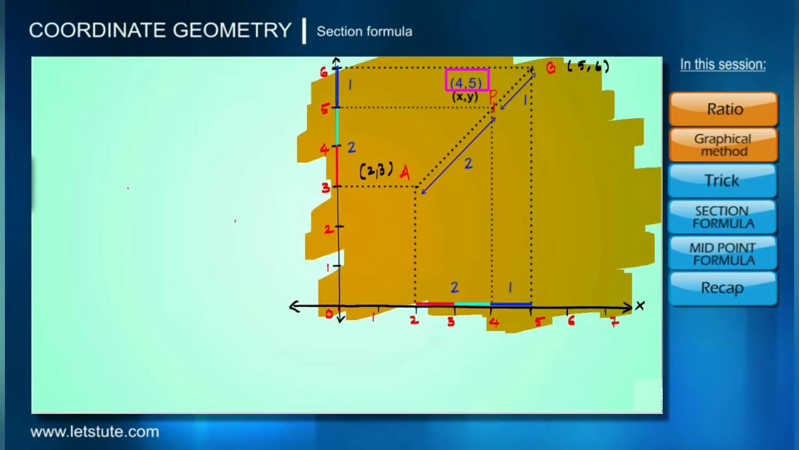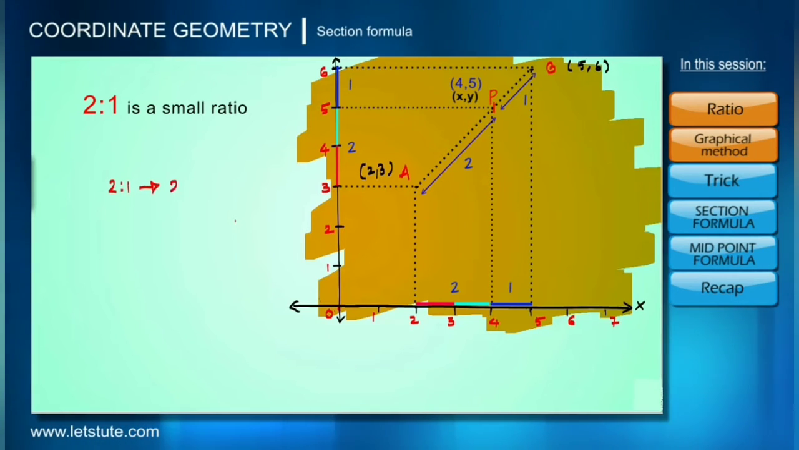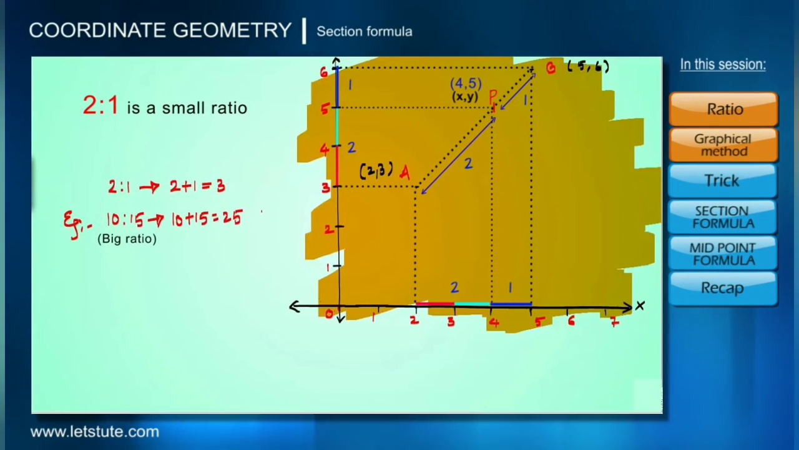We got the coordinates for point P very easily because the ratio was very small, that is 2 is to 1. So we divided the total distance into 2 plus 1, that is 3 equal parts, to locate the coordinates for point P. But it becomes very difficult in case of big ratios. Like for example, say the ratio is 10 is to 15, then I have to divide the small distance into 10 plus 15, that is 25 equal parts, to locate the coordinates of the point. So this was just an example, but from this example we understood that locating the coordinates of a point in this way for big ratios is very difficult.